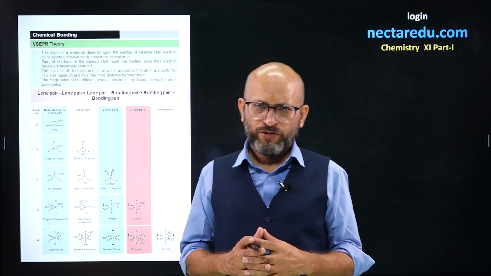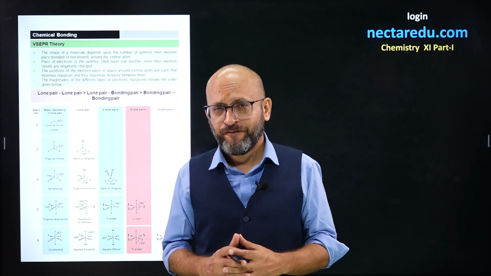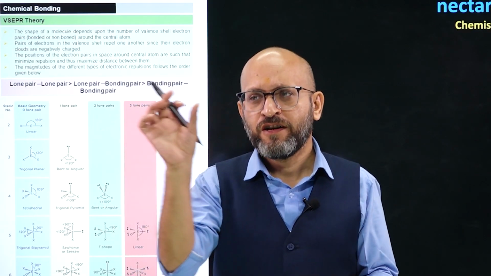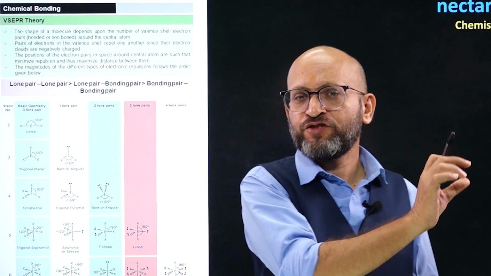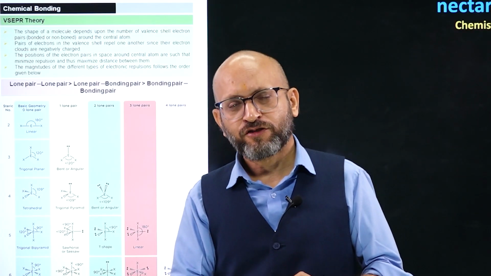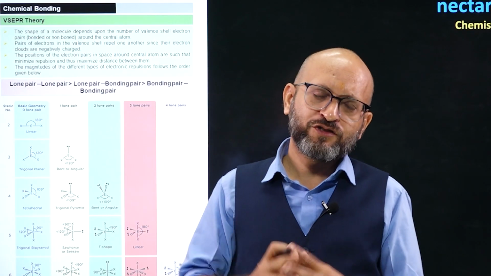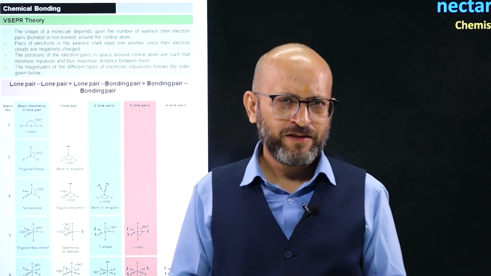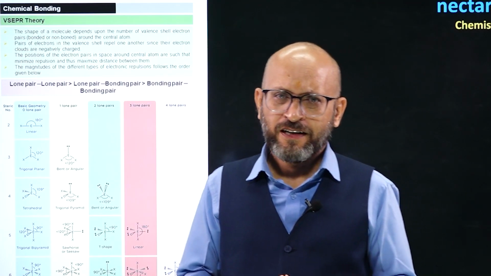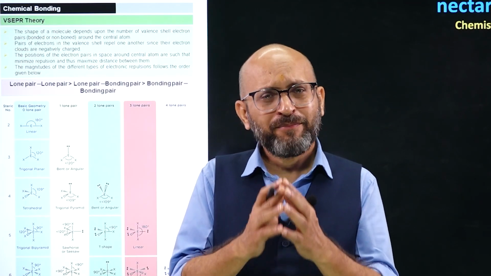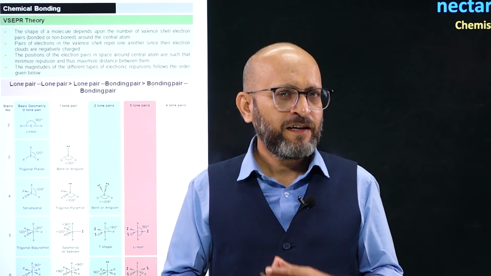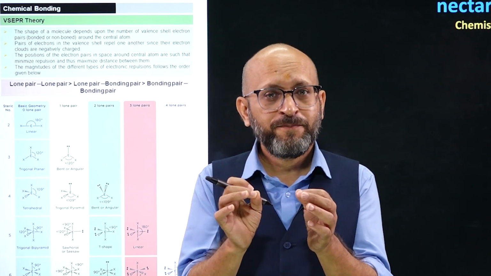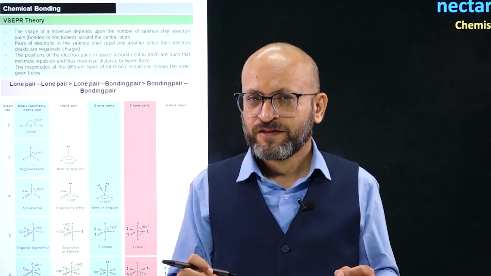Now, the theory we are going to study is VSEPR theory, and the full form goes like this: Valence shell electron pair repulsion theory. What does this talk about? This theory talks about the shape of molecules. Shape of molecules usually depends on minimizing the repulsions. The shape acquired by a molecule is usually the one which has minimum repulsions.